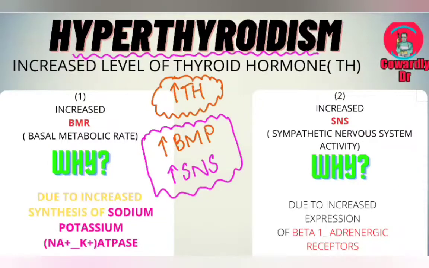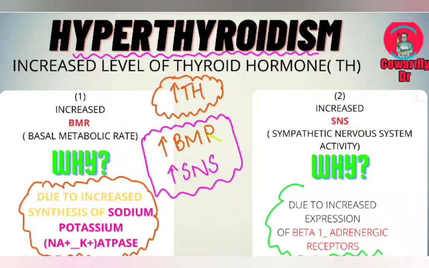Also the important high yield points are why the basal metabolic rate increases. It will be increased due to the synthesis of sodium potassium ATPase, whereas the sympathetic nervous system activity will increase due to beta 1 adrenergic receptors.